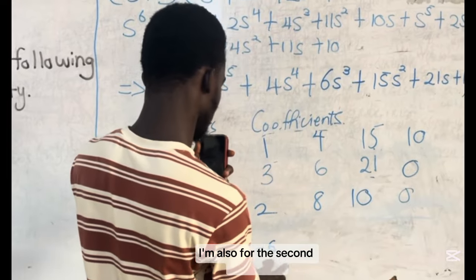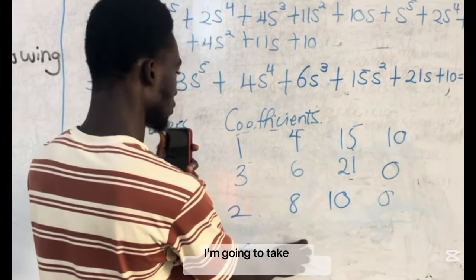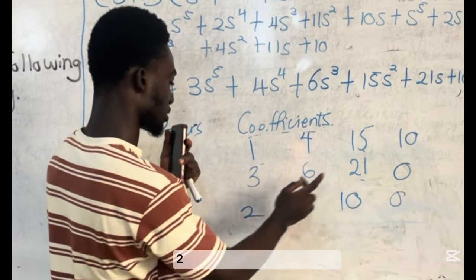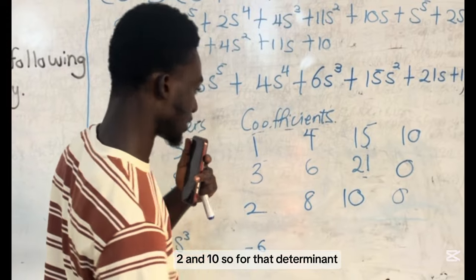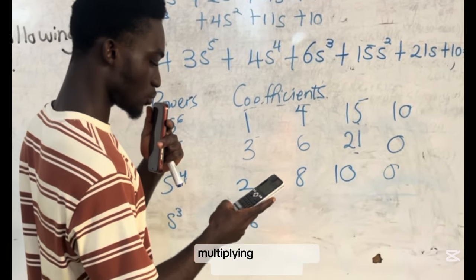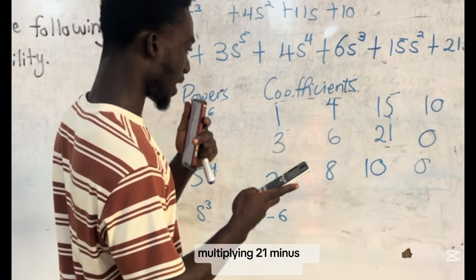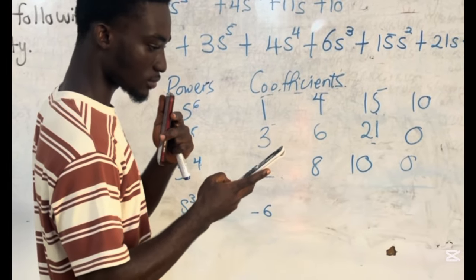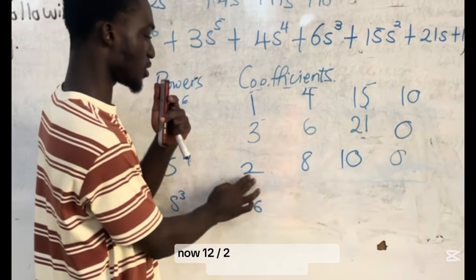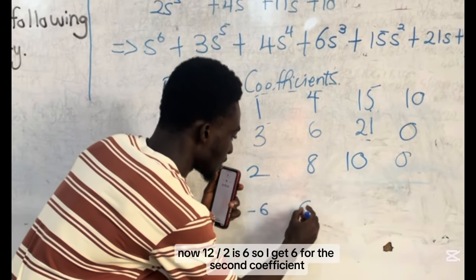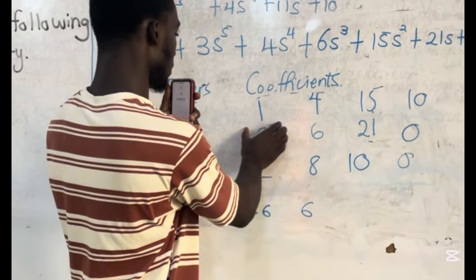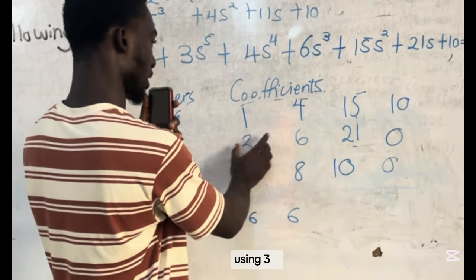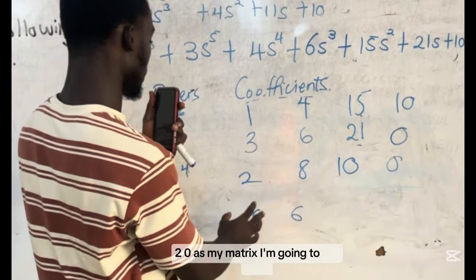For the second coefficient, I'm going to take the determinant using 3, 21, 2, and 10. So for that determinant, I'm also going to get 2 multiplying 21 minus 10 multiplying 3. I'm going to get 12 for that. Now 12 divided by 2 is 6. So I get 6 for the second coefficient. Now, by just observing the value for the third coefficient, using 3, 0, 2, 0 as my matrix, I'm going to get 0.